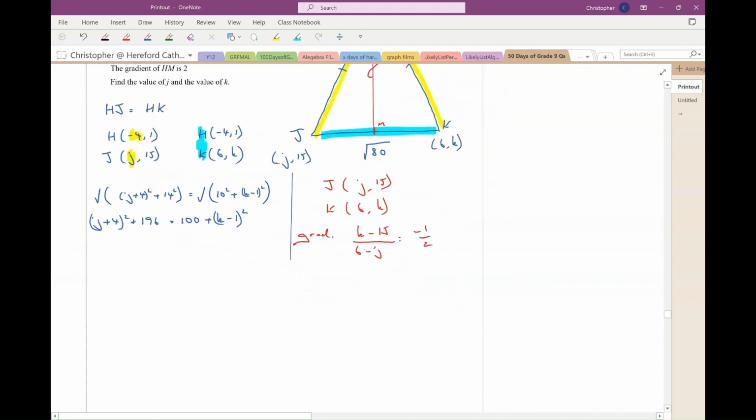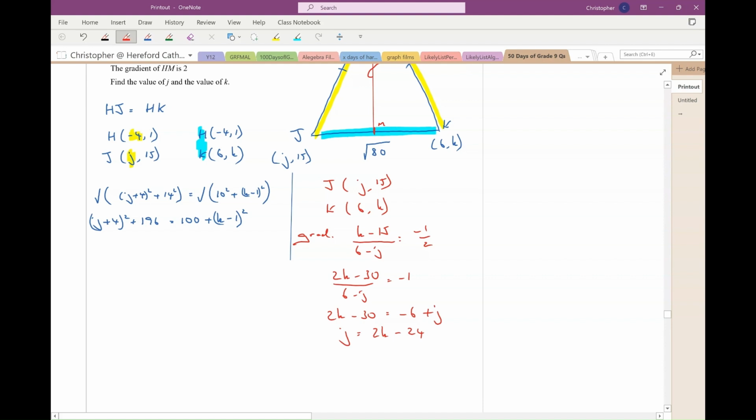So now I'm going to multiply both sides of this by 2 to give me (2k minus 30) over (6 minus j) equals minus 1. Multiply both sides by (6 minus j). 2k minus 30 equals minus 6 plus j. So j is 2k minus 24.